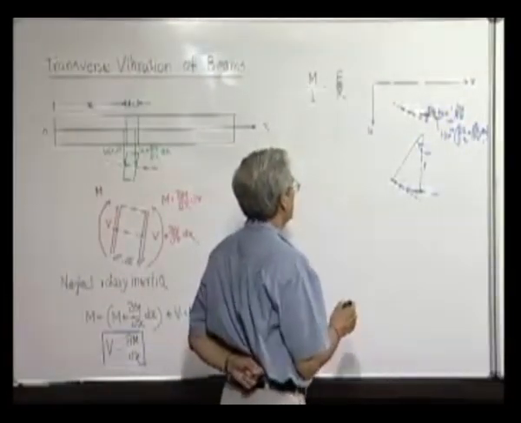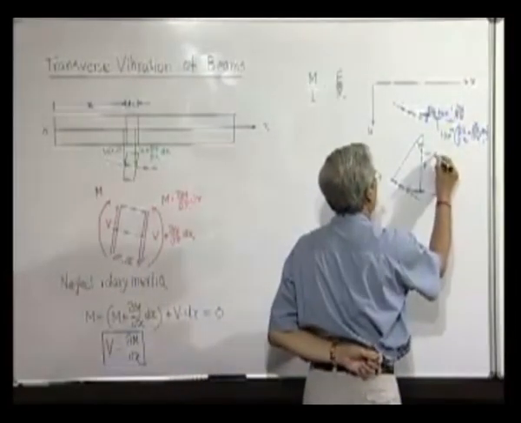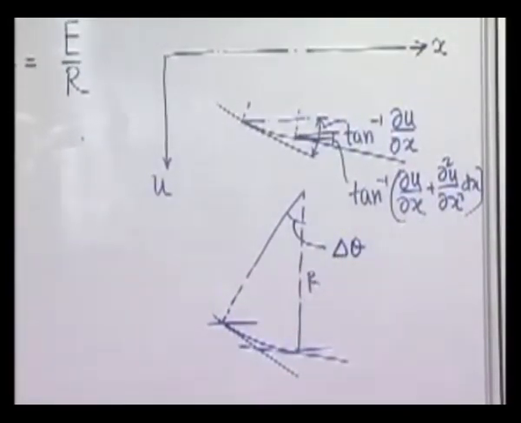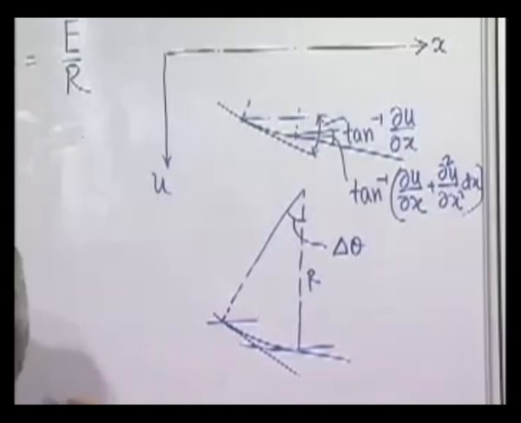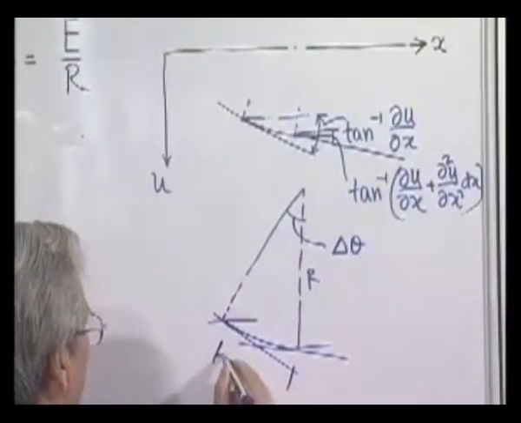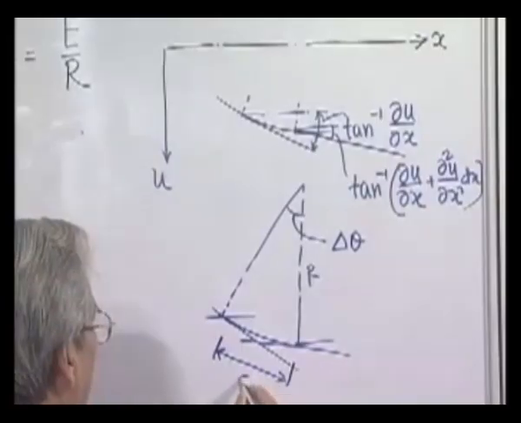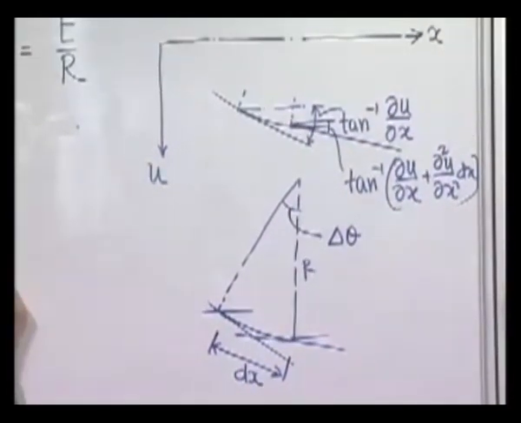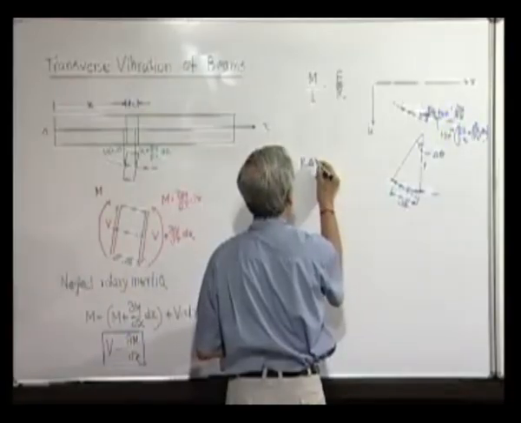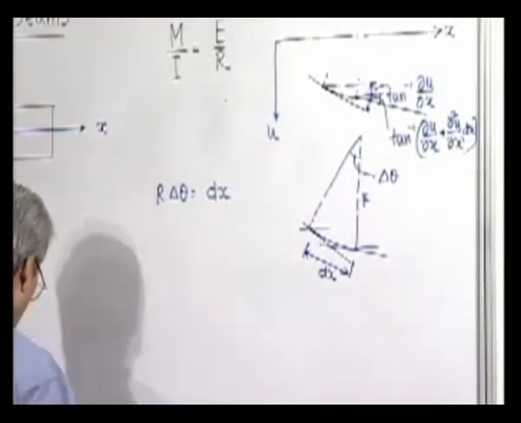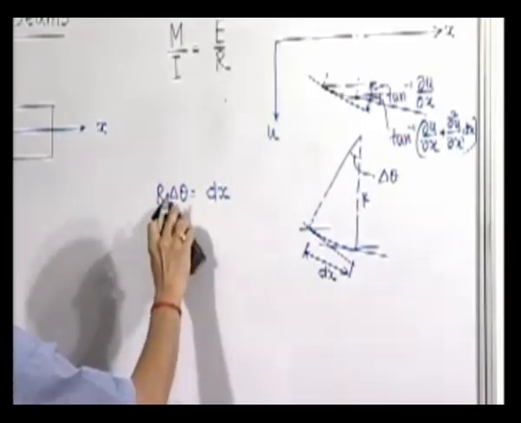Since this is all small, we call it del theta, and of course the length of the element is dx. So we know that r into delta theta is equal to dx. Delta theta we can replace by d theta.